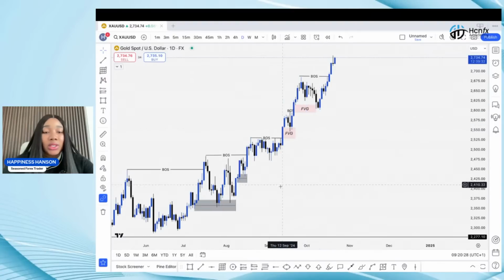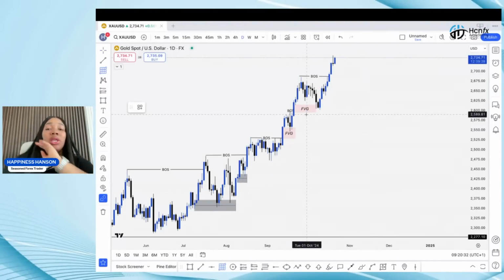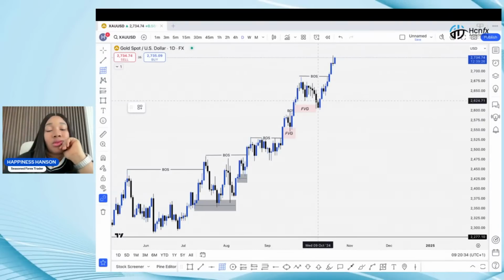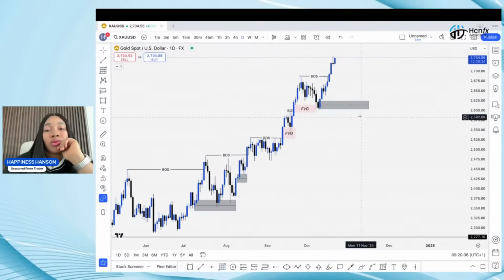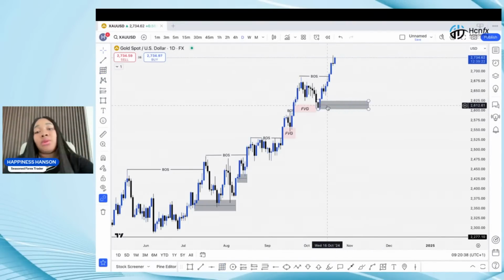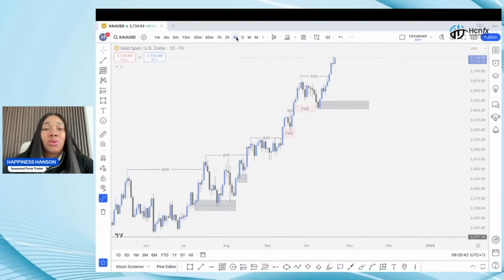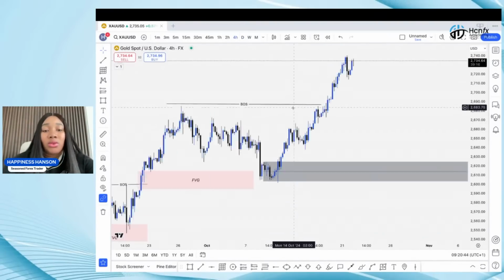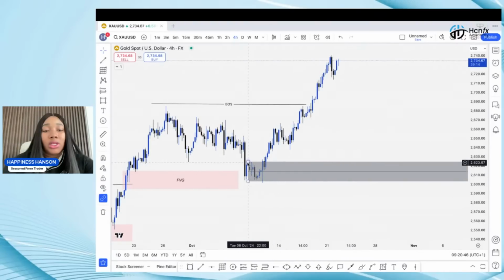And now looking at the most recent break of structure, if we're looking to take entries from the daily time frame, we'll be considering this level. But since we don't take entries from the daily time frame, let's go down to 4 hours and know the next line of action.